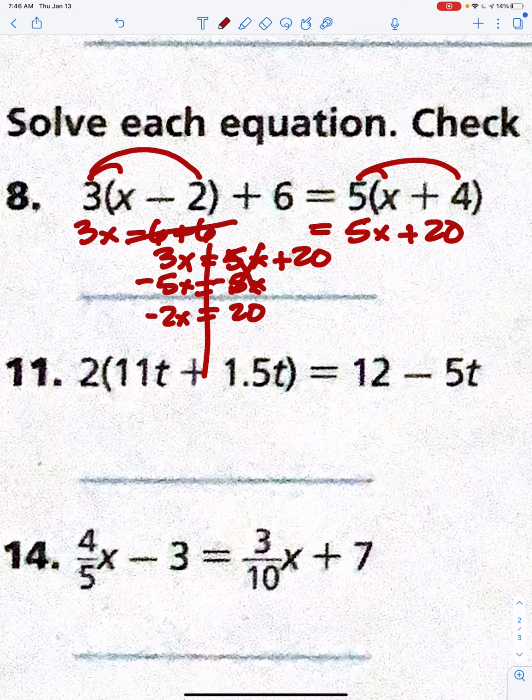Now I just divide both sides by the negative 2 to get x by itself. And what I end up with is x equals negative 10, because 20 over negative 2 is the same thing as negative 10.